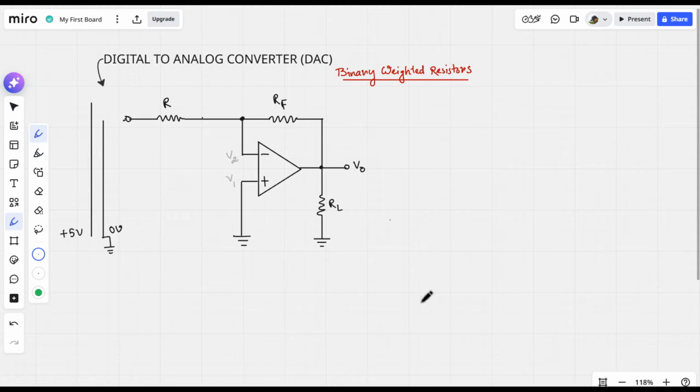In this video we are starting a very important topic in electronics, the data converters. That means digital to analog converters and analog to digital converters. And in this first video we'll study DAC using binary weighted resistors.